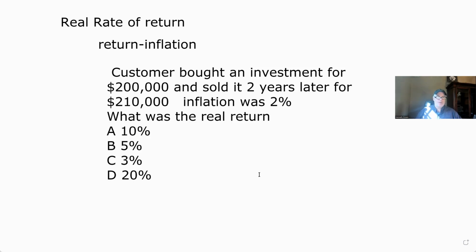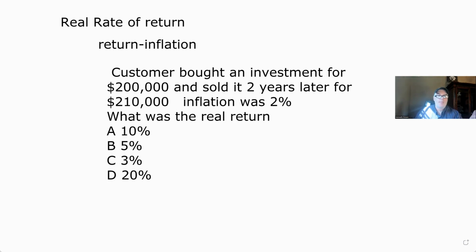Sounds a little like holding period return, right? So 210 minus 200 is 10,000. 10,000 divided by 200 grand. We made 10 grand, we invested 200,000. We make 5%. Then just subtract the inflation, 2. Boom.